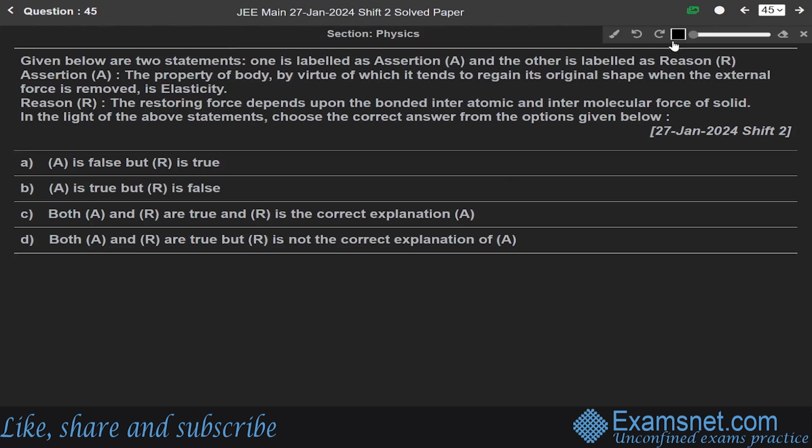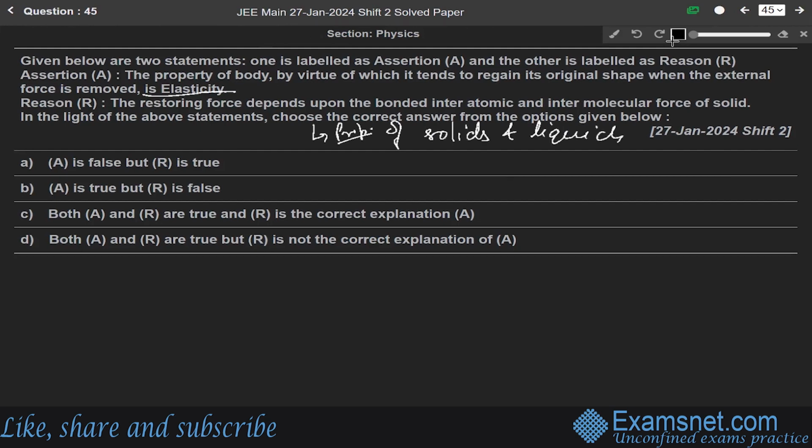So assertion A is given that the property of a body by virtue of which it tends to regain its original shape when the external force is removed is called elasticity. And the reason given is that the restoring force depends upon the bonded interatomic and intermolecular force of solid. So this question is directly based on the theory part, and this is from the properties of solids and liquids.